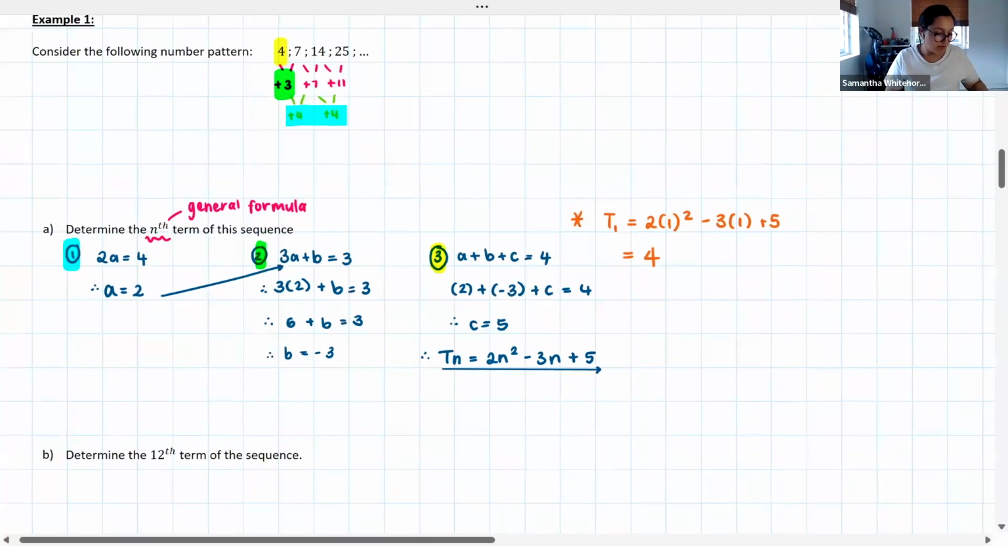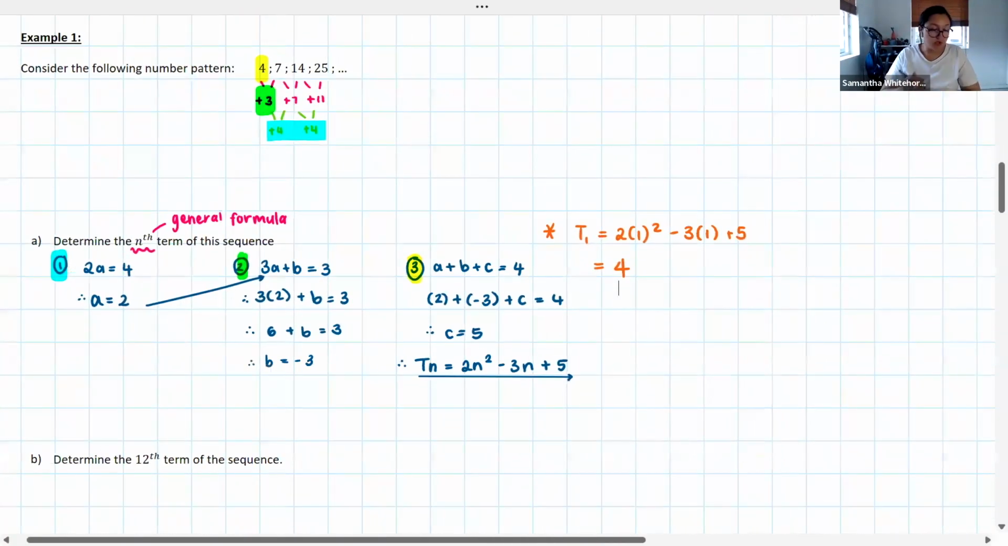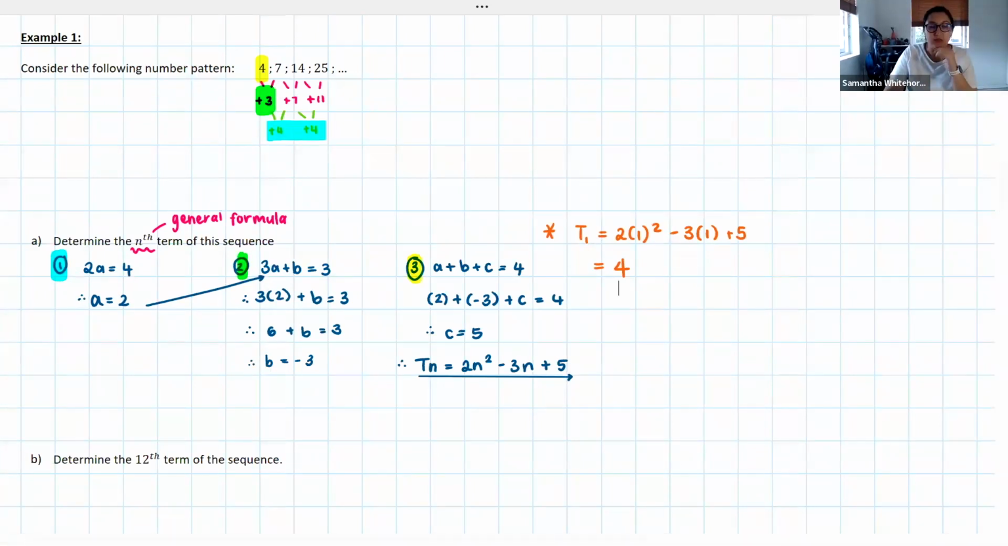Right, so question B is asking to find the 12th term of the sequence. So can someone explain to me or walk me through how we would find the 12th term? What steps would I need to take in order to do that?